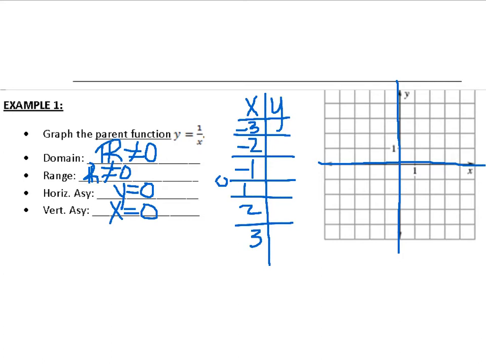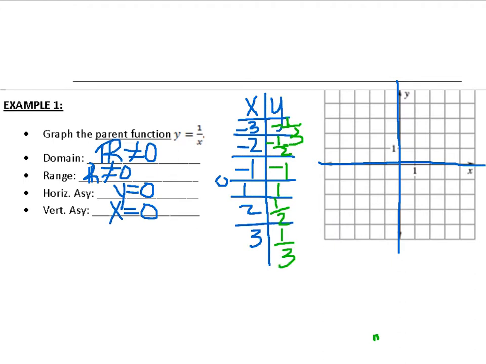And if you plug this into your calculator, for negative 3, you get negative 1/3. For negative 2, you get negative 1/2. For negative 1, you get negative 1. At 0, it's undefined. At 1, you get 1. At 2, you get 1/2. And at 3, you get 1/3.